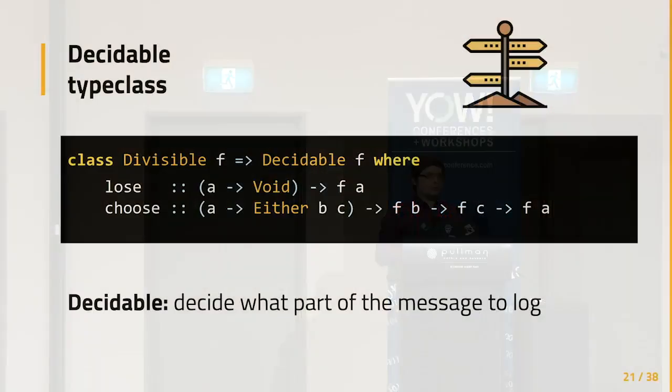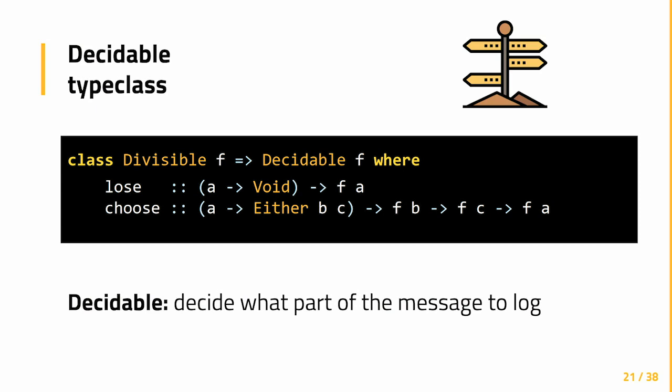The next type class is Decidable. It's similar to Divisible, but it has a function from A to Either B C. So let's say that you have some money and you want to buy a house or a car, but you can't afford both. So you need to decide what you are going to buy. You first decide what you are going to spend money on, and then you can say that you know how to deal with your money. The lose here means that you can always burn your money and throw the ashes into the void, but we all know that it's just absurd.